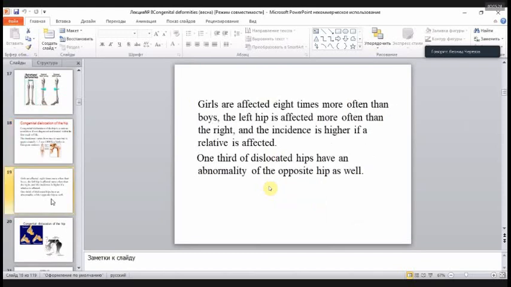Girls are affected 8 times more often than boys. The left hip is affected more often than the right, and the incidence is higher if a relative is affected. One third of dislocated hips have an abnormality of the opposite hip as well.